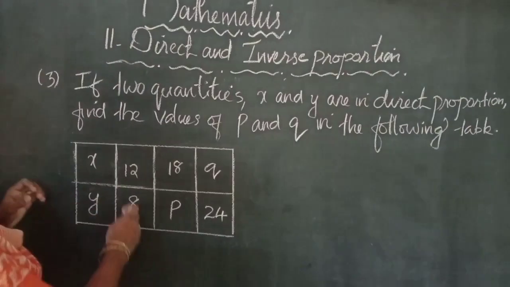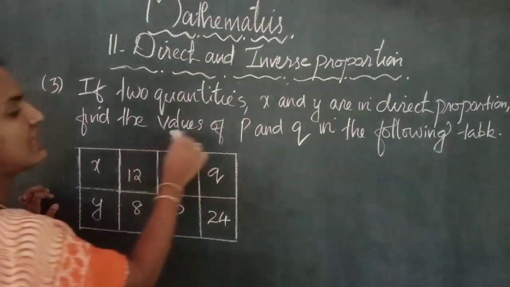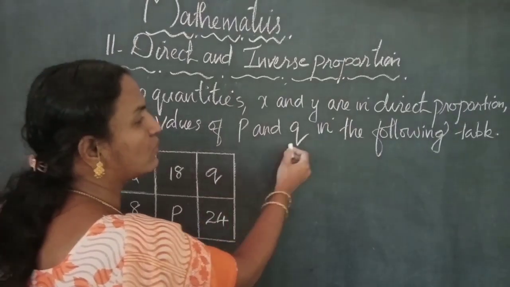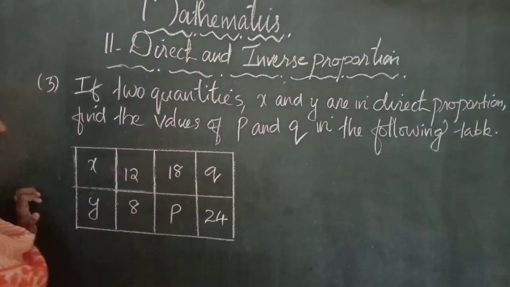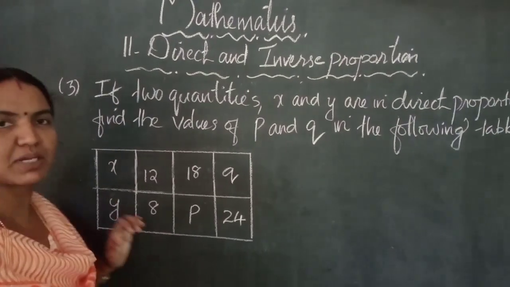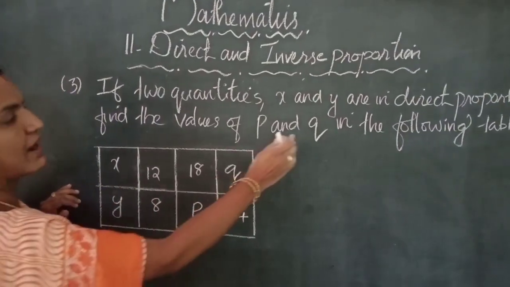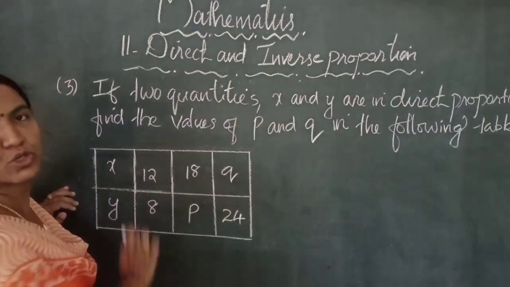Next, question number 3. If two quantities x and y are in direct proportion, find the values of p and q in the following table. Given x and y are in direct proportion. X and y are in direct proportion means y by x is a constant. Also, we have to find p and q.